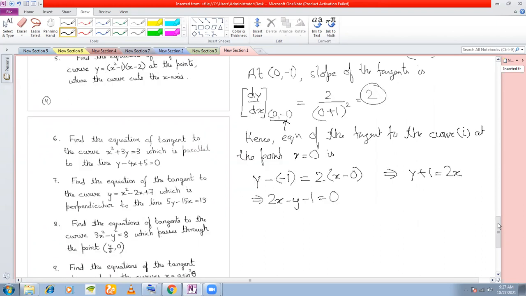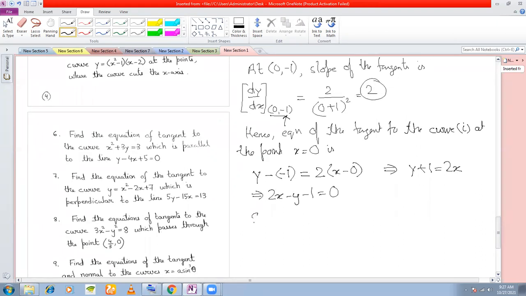Now we will proceed to find the equation of the normal. So what is the slope of the normal?